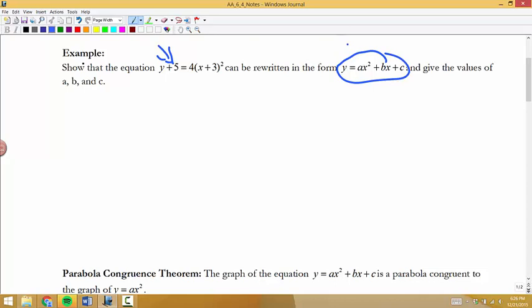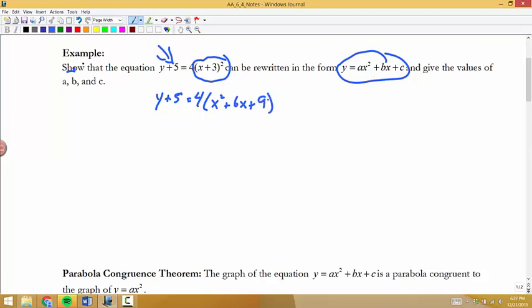So I have to follow my order of operations, and this is one place where people make a lot of mistakes: I have to take care of that squared stuff first. I'm going to use my binomial square theorem to help me do that. I'm going to rewrite this whole thing as y plus 5 is equal to 4 times, now squaring this out, x squared plus 2 times x times 3, which is 6x, plus 3 squared, which is 9.